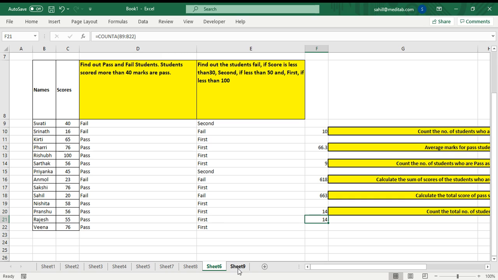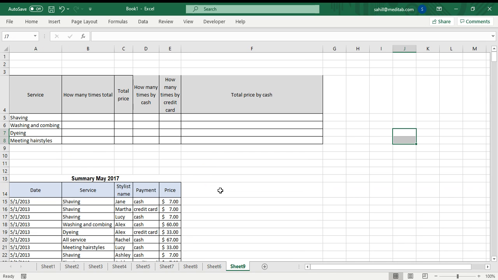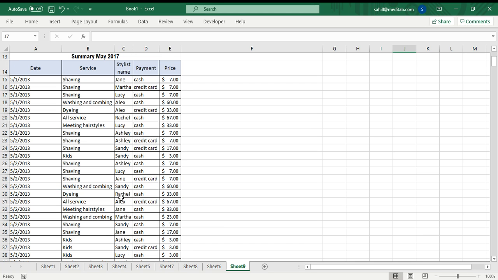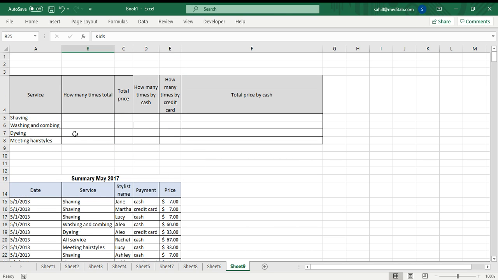Okay. I will go to another sheet. I will show you once again. This is the table which we got: date, service, stylist name, payment, price. We have different payments, credit card like this, stylist name, and services: shaving, dyeing, kids, everything. We have different types.